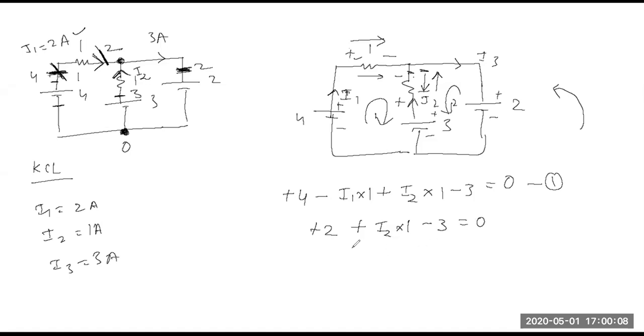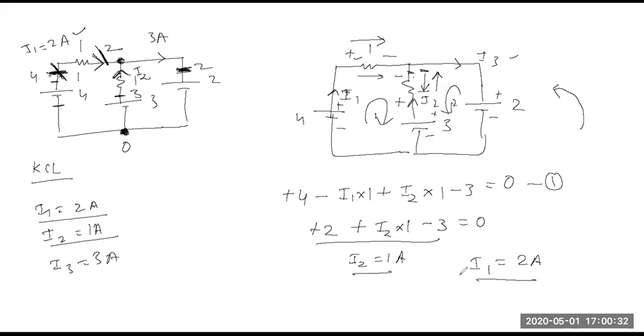Now you have two equations and two unknown variables. Can you tell me what will be the values? What's the value of I2 first? Can you tell me what will be the value of I2 which you can get from this equation itself? 1. What's the value of I1? 2. Right. Same.